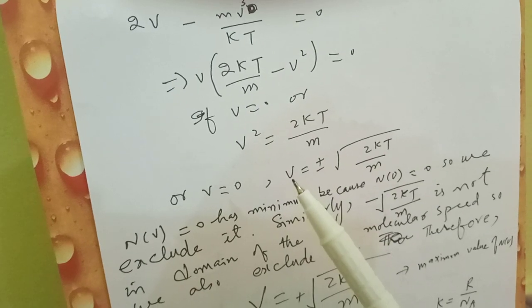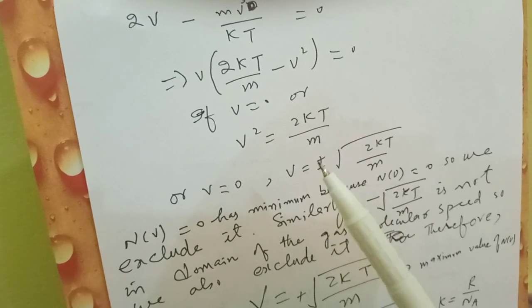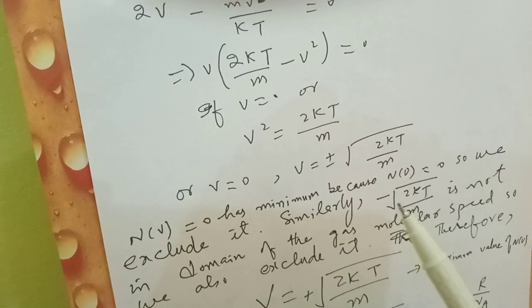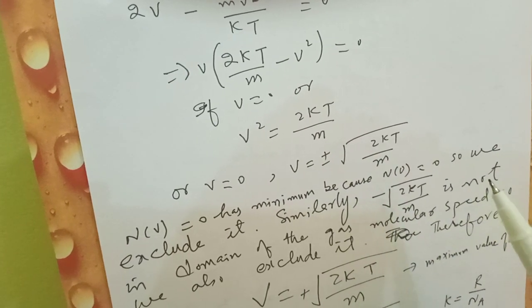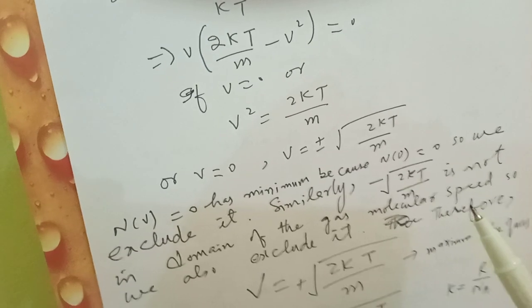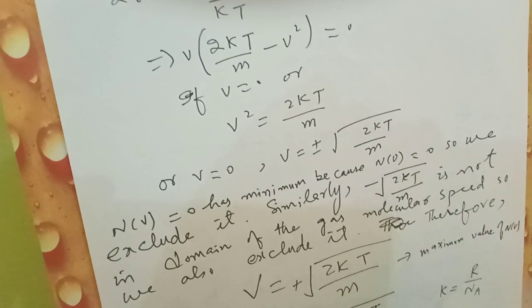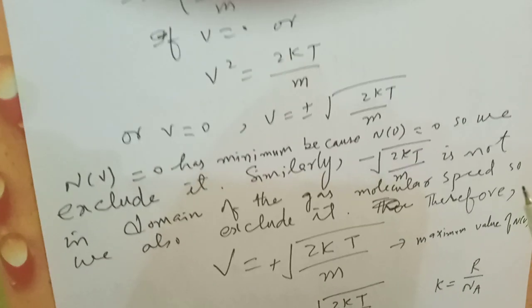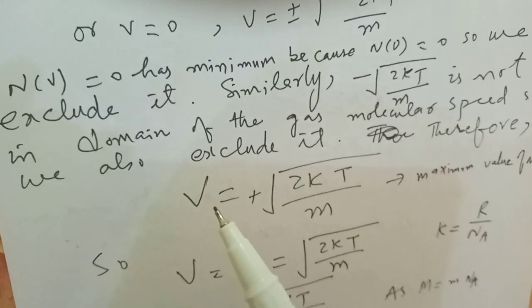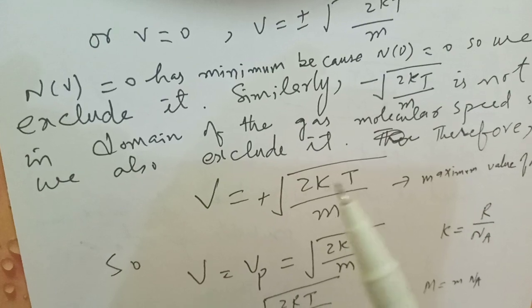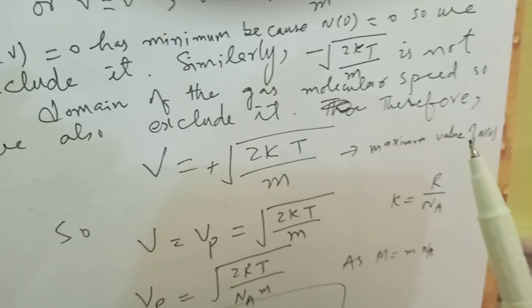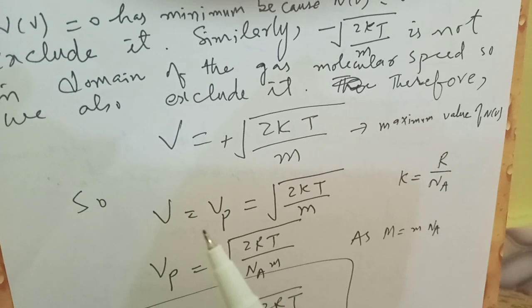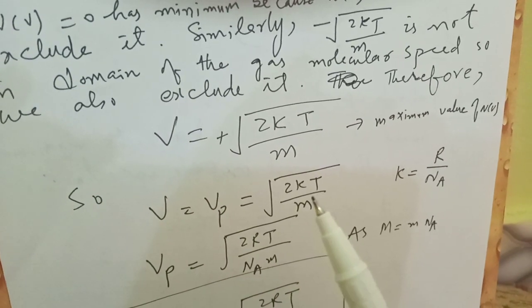Similarly, if you look at v square is equal to 2kT divided by m, so v will be equal to plus or minus this value. If I get minus this one, it is also not in the domain of the gas molecular speed, it is coming outside of the container, so that is why we exclude this one as well. Therefore we will remain with the positive value, which is v is equal to the square root of 2kT divided by m, which is the maximum value of nv. So we call this maximum value of nv the most probable velocity.